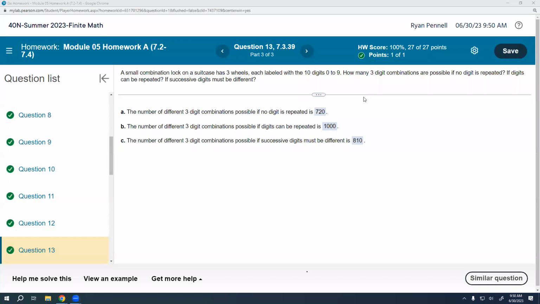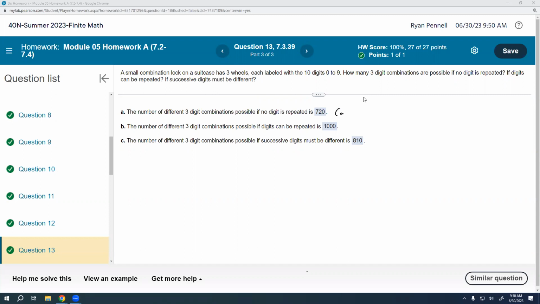Okay. For 13, a small combination lock on a suitcase has 3 wheels, each labeled with the 10 digits 0 through 9. How many 3-digit combinations are possible if no digit is repeated, if digits can be repeated, if successive digits must be different? All right, let's take it piece by piece.